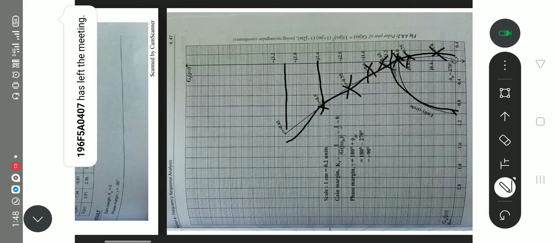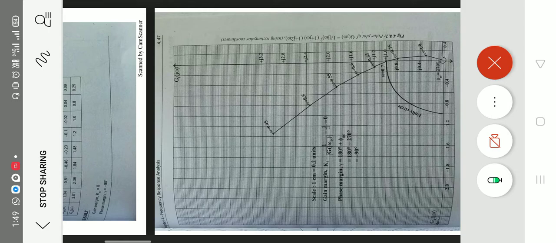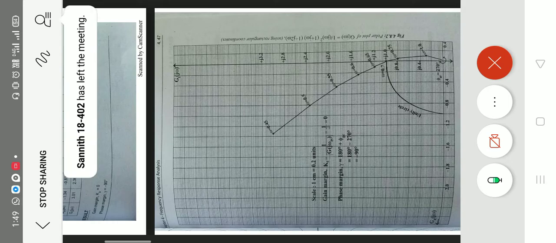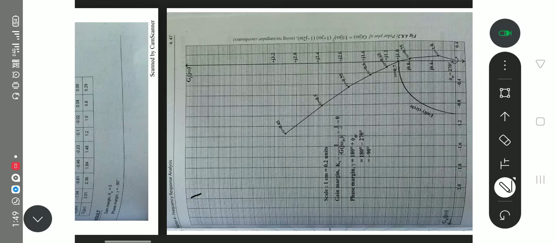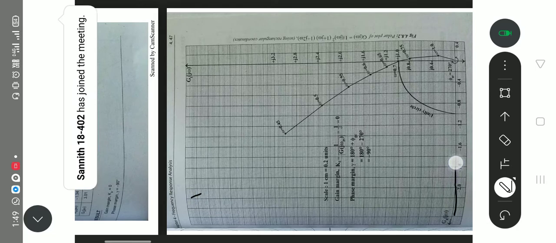Now calculate the gain margin. He is asking for the gain margin. Here it is 1 by G of j omega p c. Here there is no touching point with the x-axis. The gain margin is taken at whatever the touching point of this polar plot is on the x-axis.